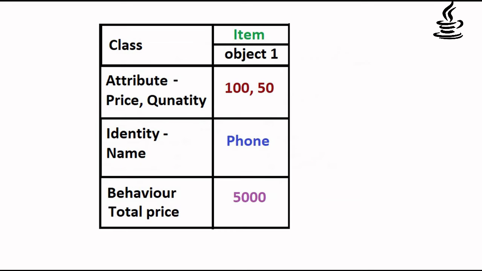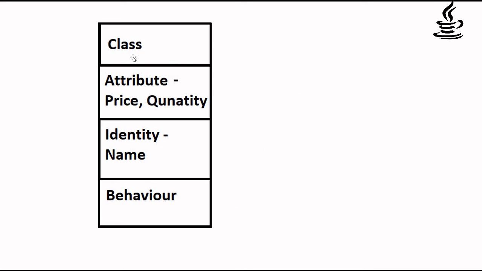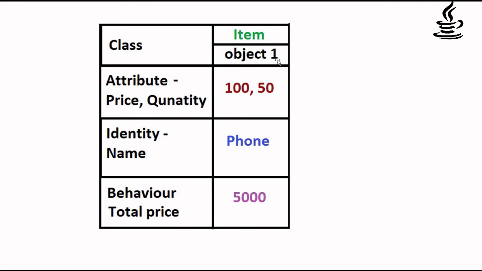Let's take another example. Let's say we have a class, and the class has attributes, identity and behavior. We are defining a class for a product. Every product has a price, a quantity, a name, and some behavior. Now we want to create an object of this class. Let's say we create an object called object1. Its price is 100, its quantity is 50, the name is phone, and the total price, obtained by multiplying price and quantity, is 5000. So this object1 is an instance of this class.